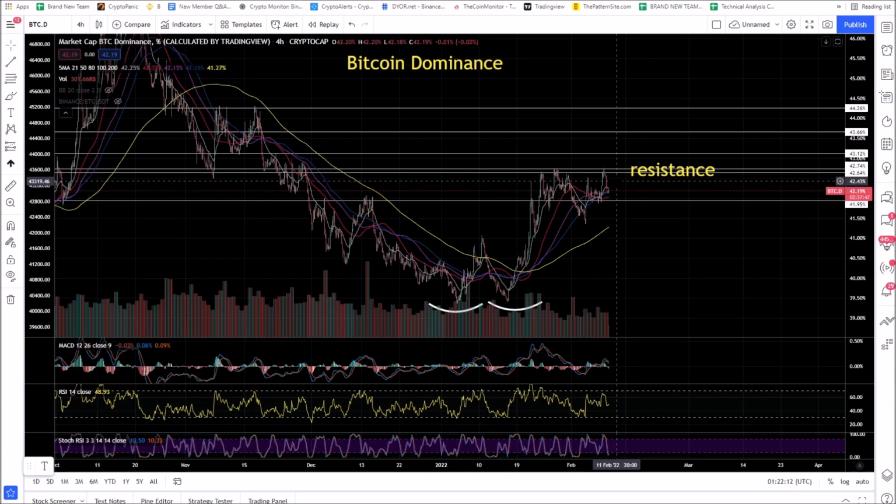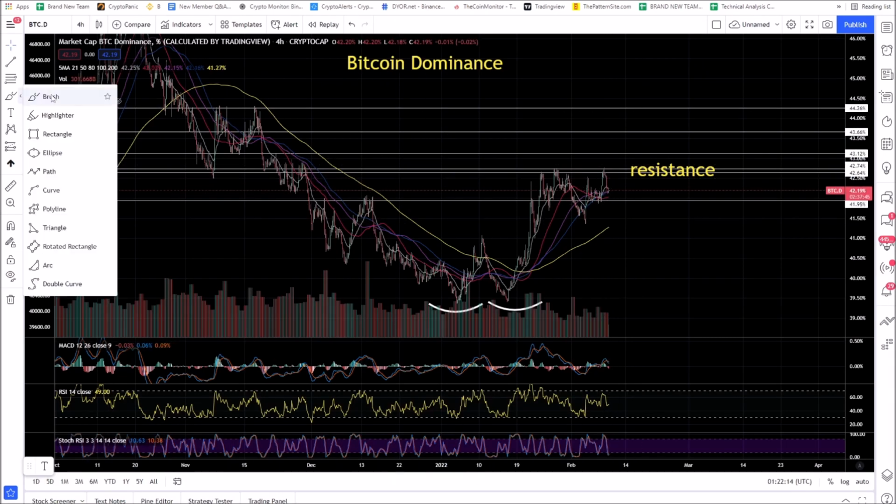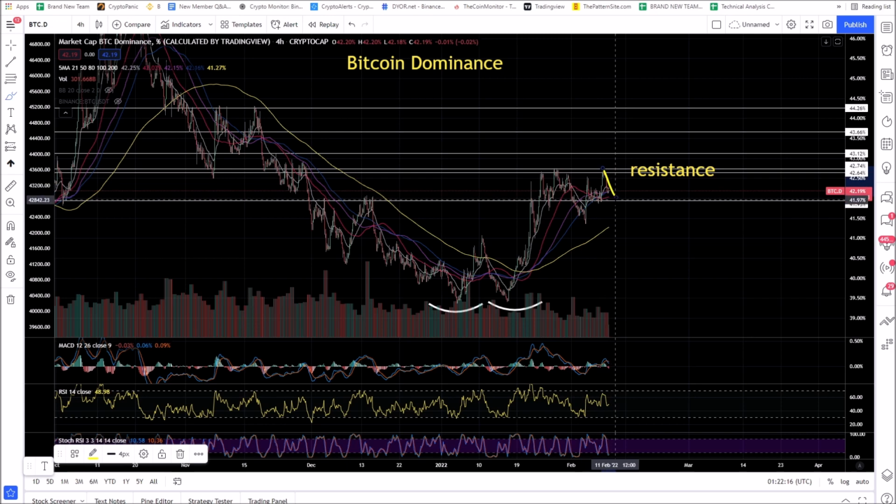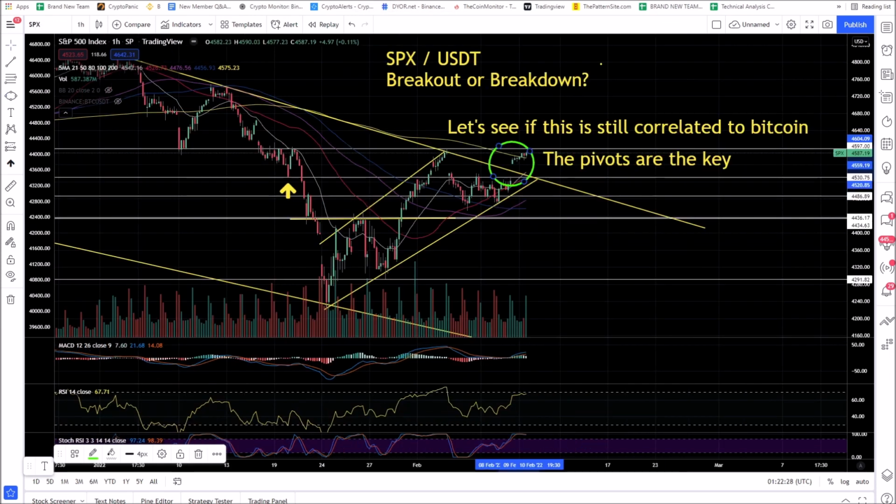Bitcoin dominance getting rejected here off this resistance level. We saw some decent altcoin movement today. I mean, you want this potentially to double top and break to the downside. These altcoins will turn up if this thing continues lower. You do not want to see it break and continue higher. Bad for altcoins if that happens. SPX broke out to the upside. Let's see if it's still correlated to Bitcoin. Bitcoin did have a little bit of upside, but pretty much went sideways today.